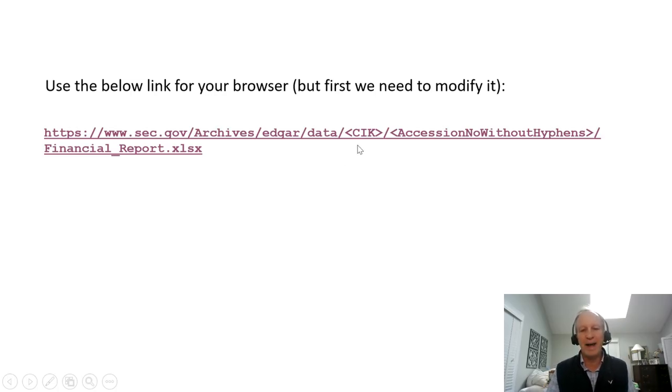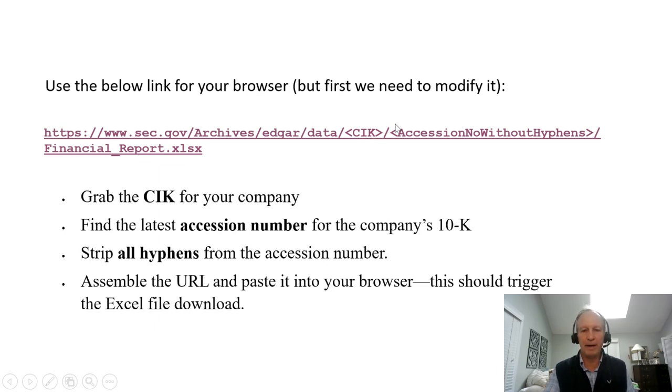Now, we're going to have to modify it. This link by itself is not going to work because we're going to have to replace the CIK with the CIK of the unique company that we're tracking, and we're going to have to replace the accession number right here. So this part, we're going to have to replace this as well. The accession number is a unique number for every filing. So this is for every filing and this is for every company.